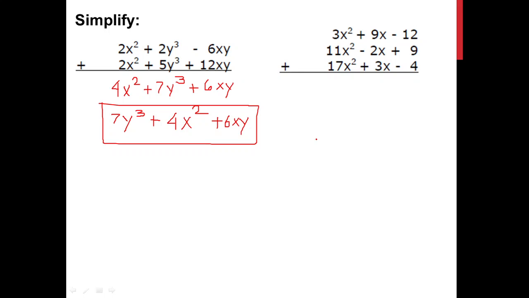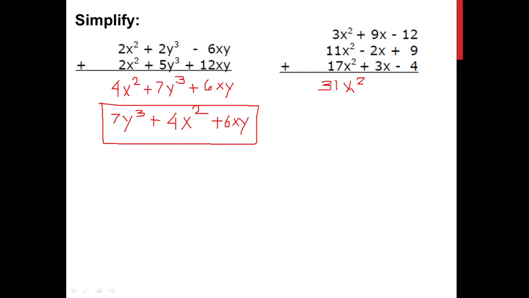Another example here. So you have 3x squared plus 9x minus 12 plus 11x squared plus 2x plus 9 plus 17x squared plus 3x minus 4. Again, all the like terms are aligned with each other, so all we need to do is add directly because the operation is addition. So here you have 3 plus 11, that's 14, plus 17. So 14 plus 17, you have 31. Copy the variable x squared.